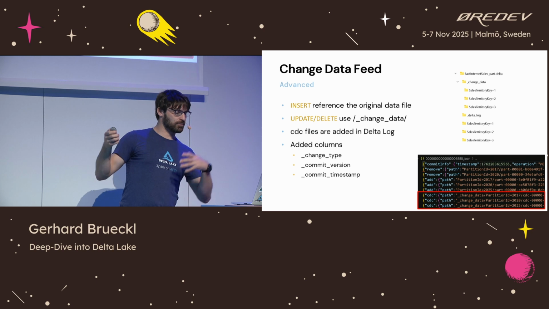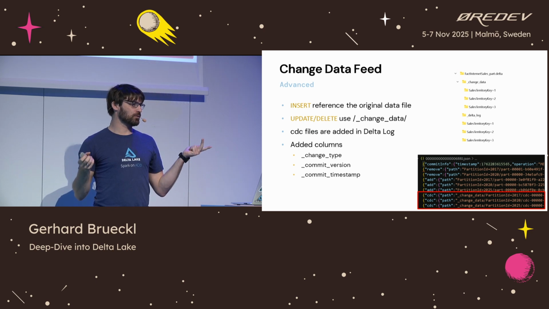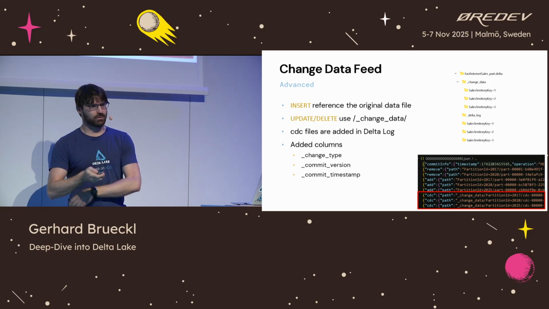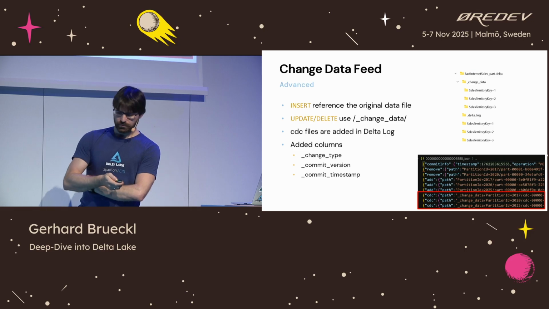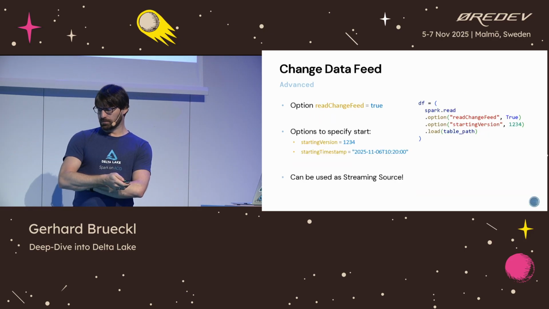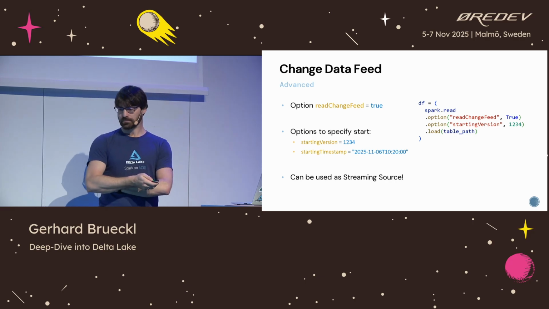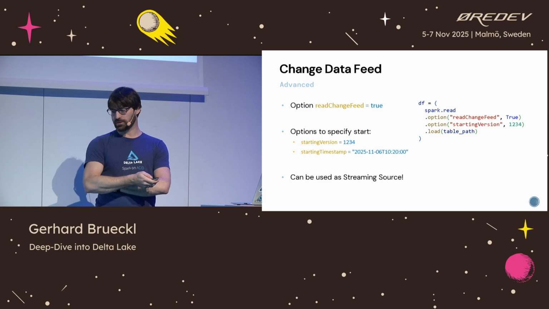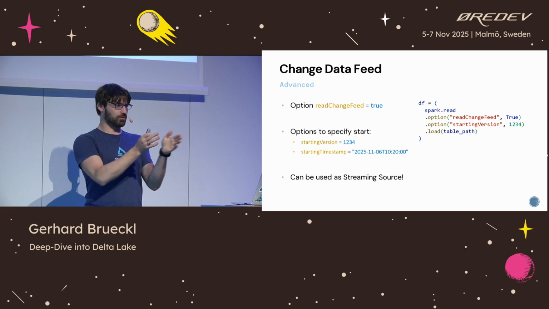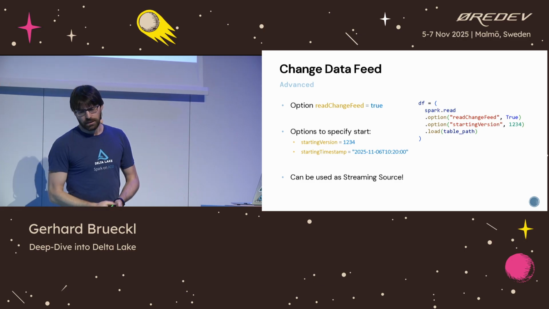It basically adds 3 new columns: the change type, whether it has been a delete, an insert, or an update, and the version and the timestamp of that particular transaction, so that you know when it was changed. To read it in Spark, it's pretty straightforward. There are some options that you can specify. You just do the read change feed, and you have to specify a starting version, so that you know, okay, reading changes from version 1, 2, 3, 4 until whatever is the current one.